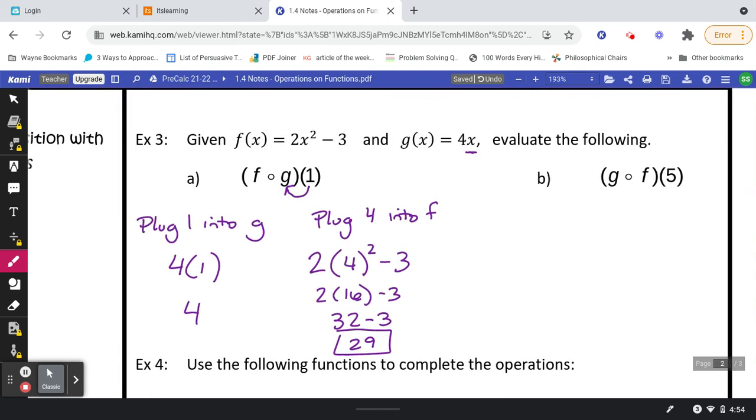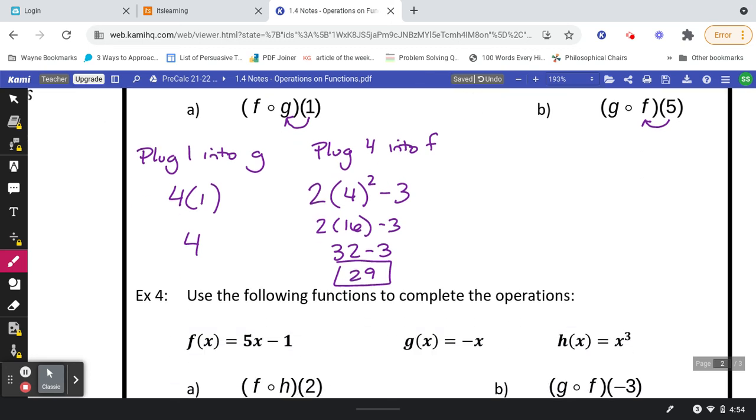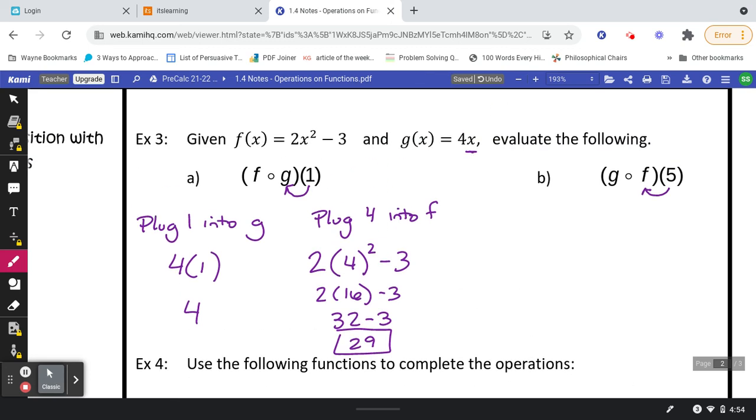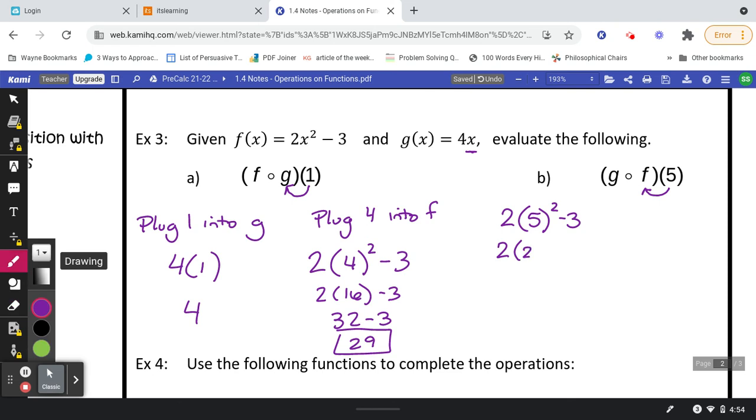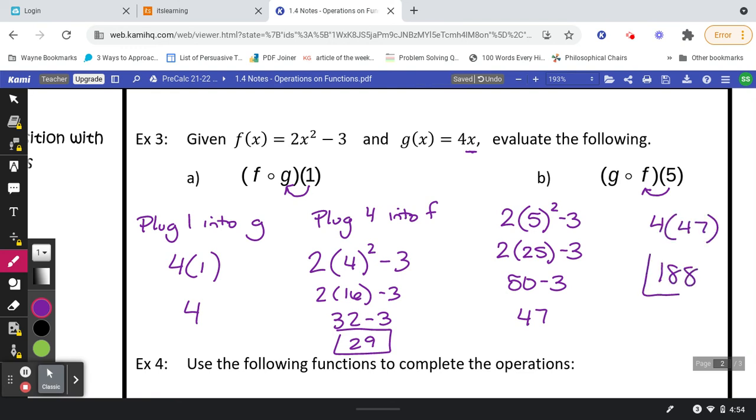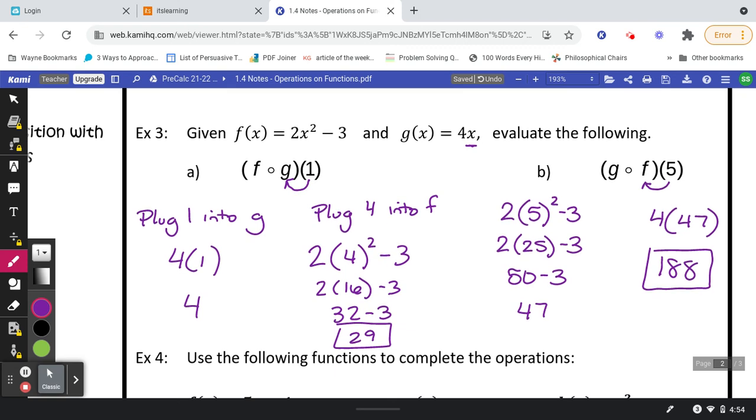Right, we'll do the same thing with the next one. See if you can plug 5 into h, get an answer first. Then take that answer and plug it into g. All right, there we go. 188 is the final answer.